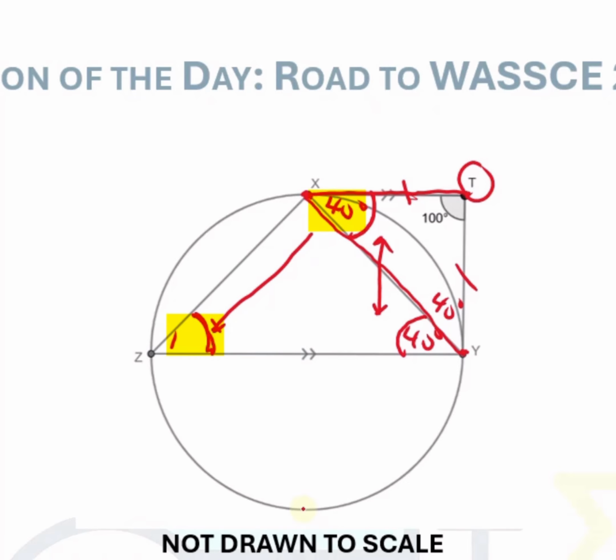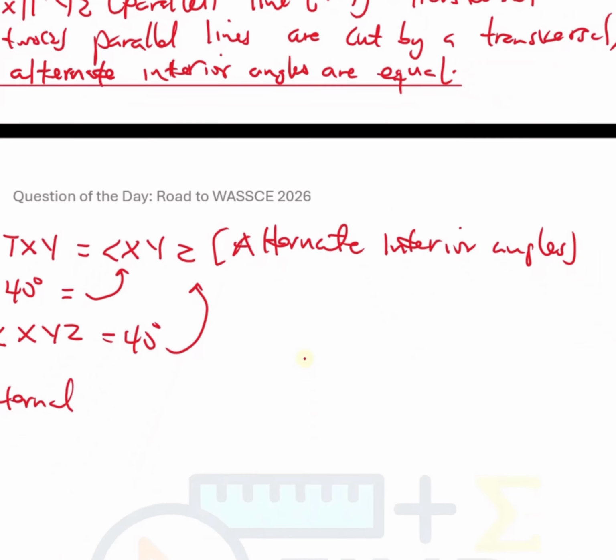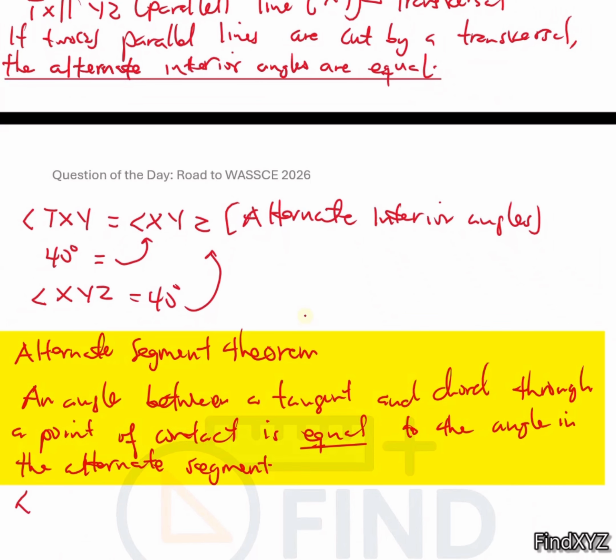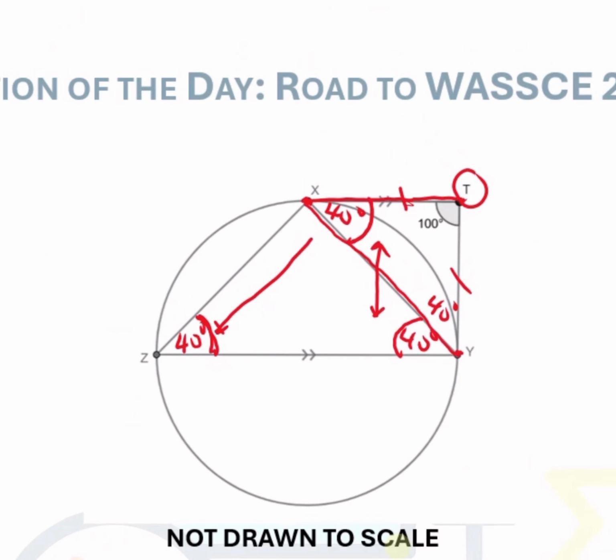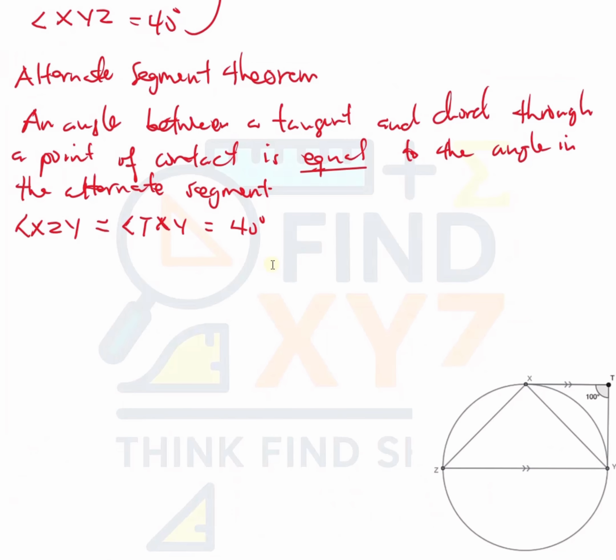So I'll write this angle as 40 degrees. Based on this theorem, we can see that angle XZY is equal to angle TXY, which is also equal to 40 degrees. Then the last part of this question, we are looking for angle ZXY, that is this angle, and we can consider triangle XYZ. Now every interior angle of a triangle sums up to 180 degrees, and since we have two angles, we can easily find the third angle. So let's dive in.